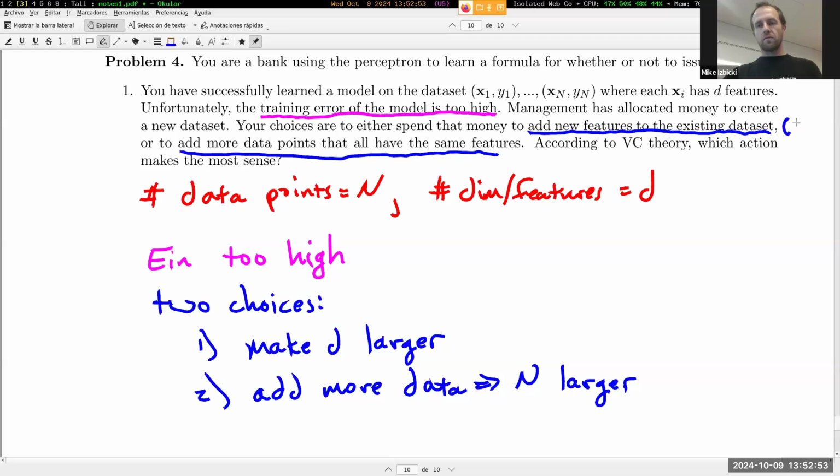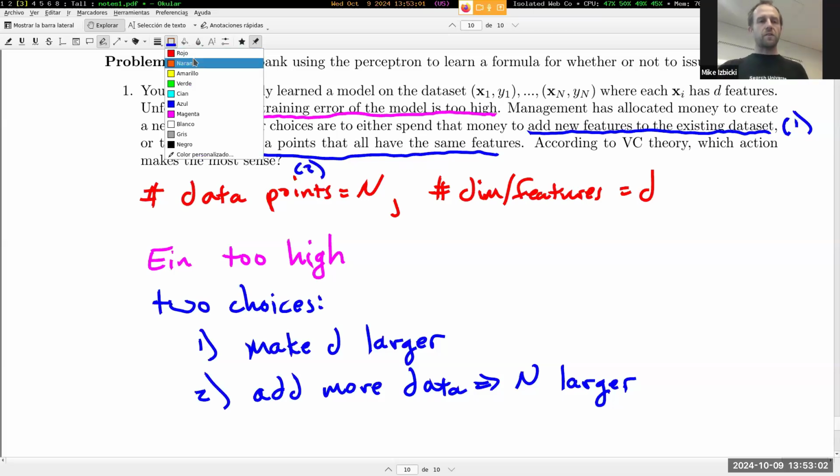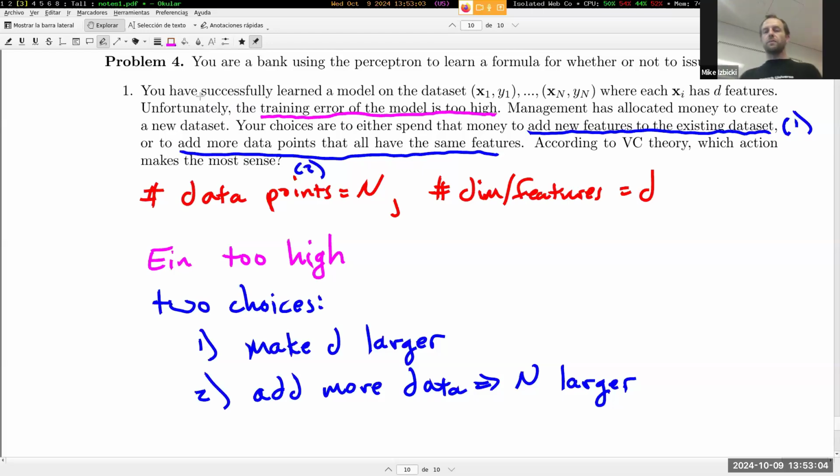So just labeling, that's the part 1 right here. This right here is the part 2. And so according to all the theory that we have talked about, which one of these two options is going to be the best?